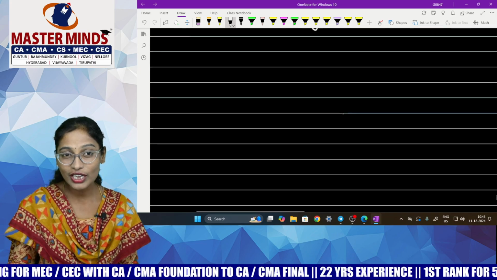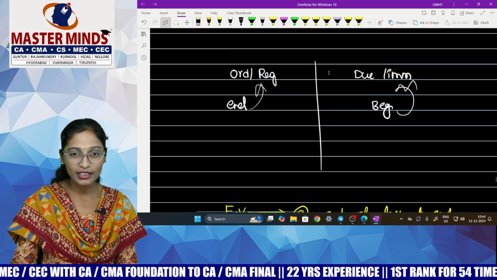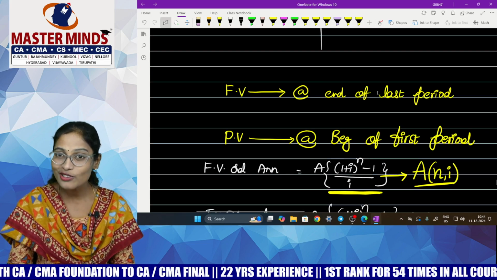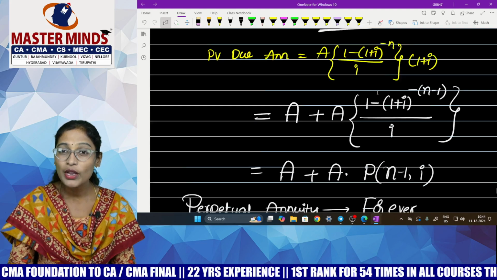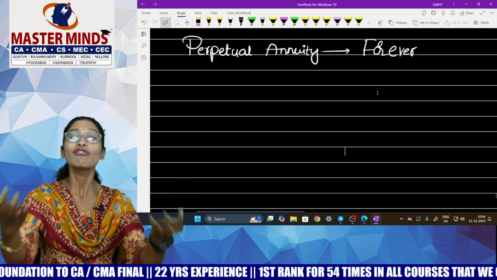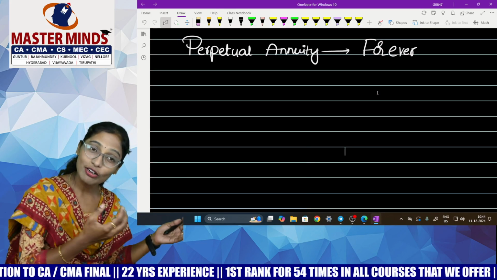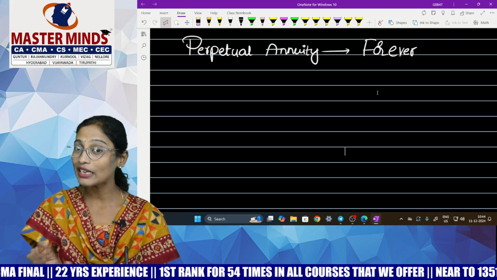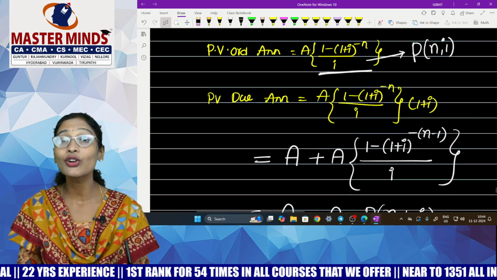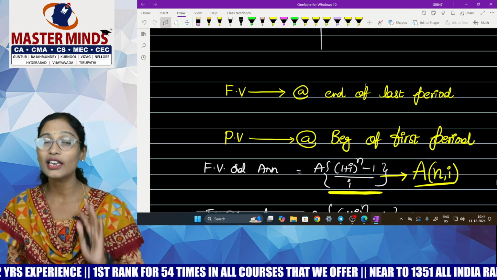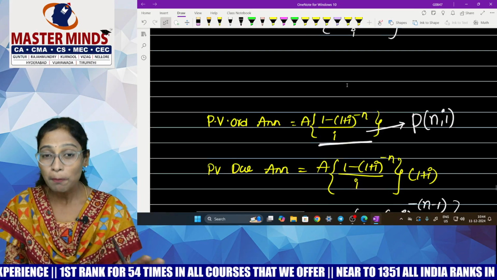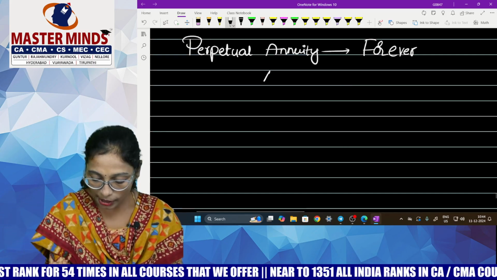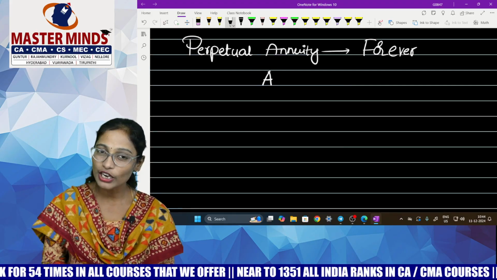I told you earlier, if you wish to calculate future value, where do you need to stay? You need to stay at the end of the last period, no? But for perpetuity, we'll never know what the last period is because perpetuity happens forever. Infinite years, so the last year is not known. That means you can't calculate future value. That is why perpetuity has no future value, just present value. Here we also denote perpetuity with A.